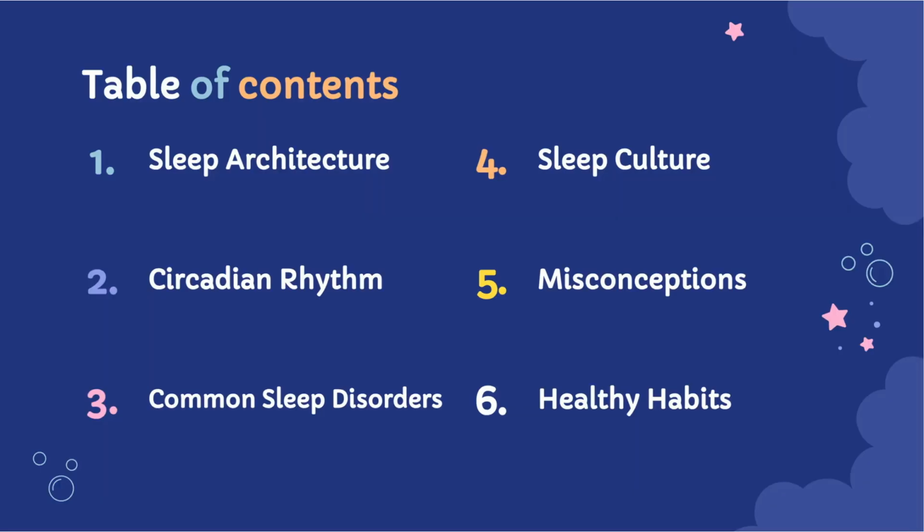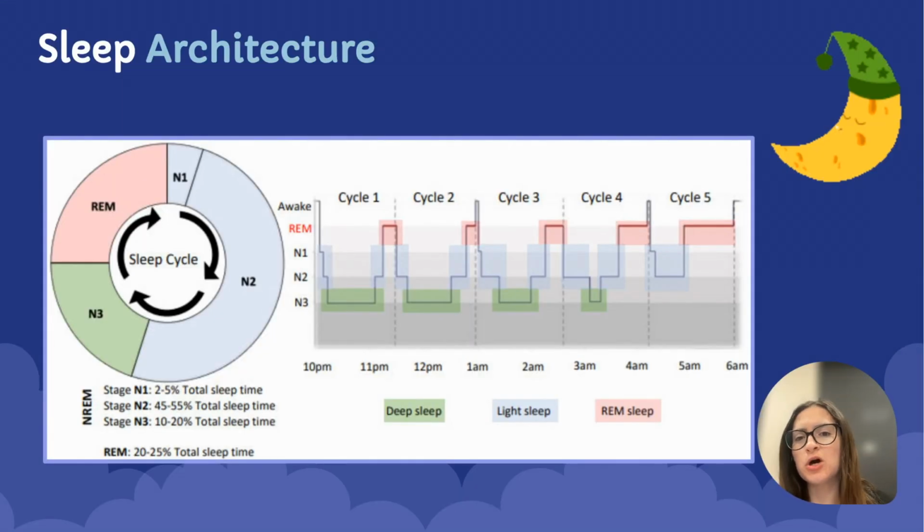We'll be talking about sleep architecture, circadian rhythm, common sleep disorders, sleep culture, misconceptions, and some healthy habits to help get your sleep back on track. Sleep isn't one long uniform state. Instead, it's made up of repeating cycles, each with distinct stages that serve different purposes. This structure is called sleep architecture.